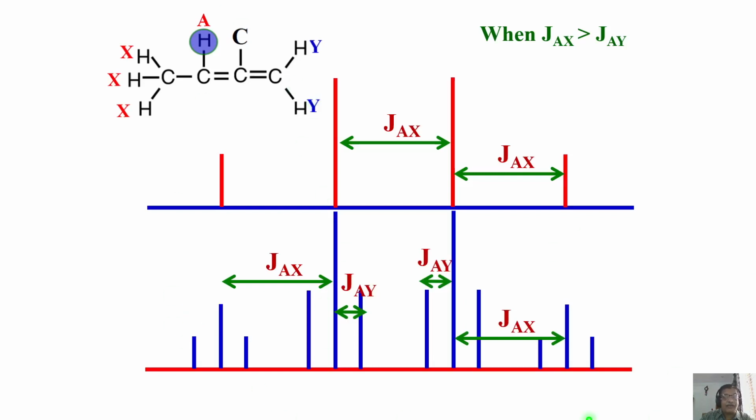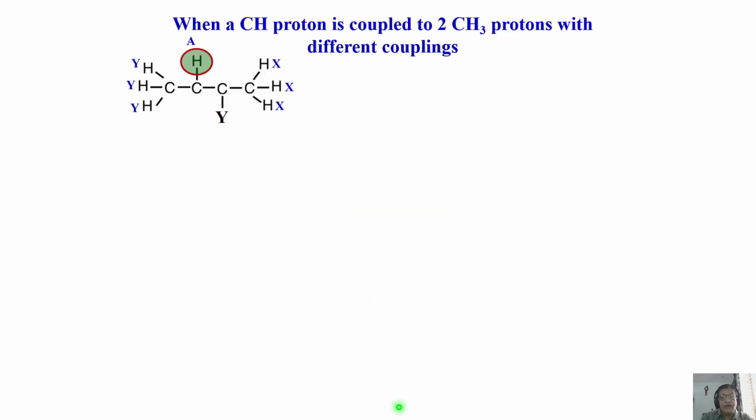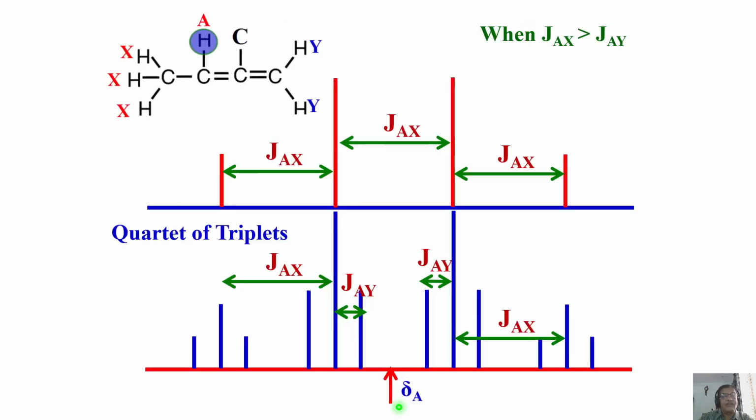What do you call this pattern? Larger is quartet, smaller separation is triplet. It is called quartet of triplets. Remember, it is called quartet of triplets. And as always, I tell you, the center of the multiplicity pattern gives you the chemical shift for the particular proton. Now I am seeing this proton and I am going to get a chemical shift of A. Let us go into a situation like this. For the same molecule, I will ask you a simple question.